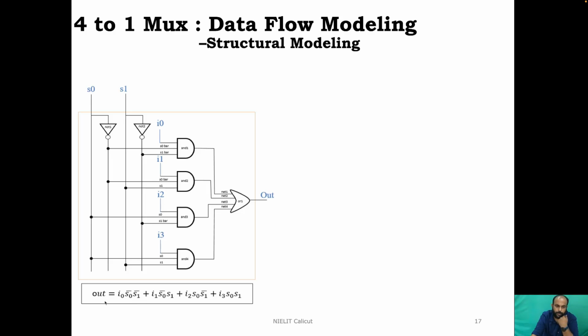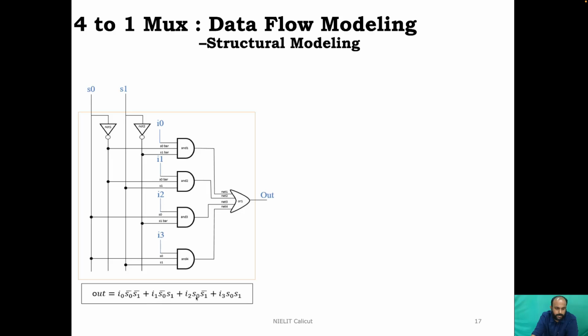So the expression for the 4:1 multiplexer, as we described earlier, is out is equal to I0 S0 bar S1 bar ORed with I1 S0 bar S1, ORed with I2 S0 S1 bar, ORed with I3 S0 S1. So this same sum of product expression is materialized here. There is an S0, there is an S1, there is an S0 bar, there is an S1 bar.